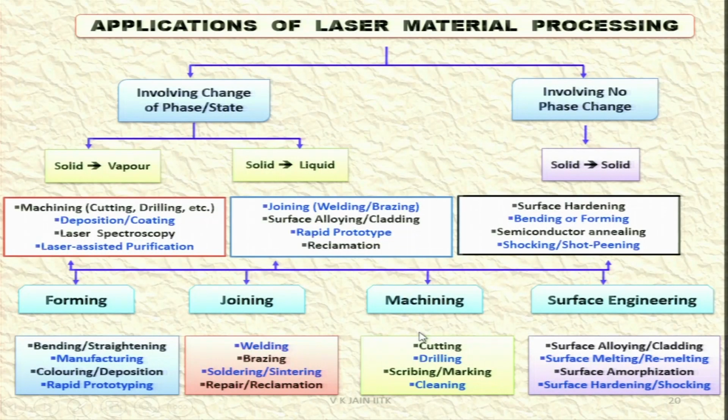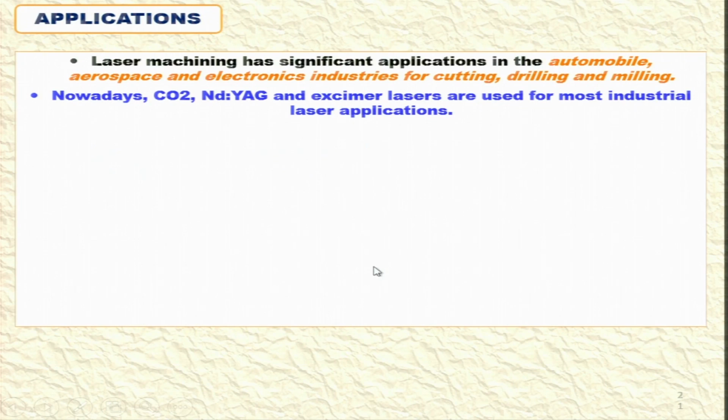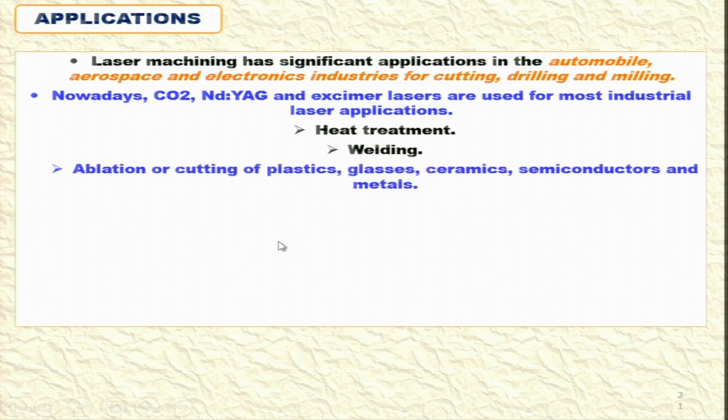So you can see here in this particular slide that various kinds of operations can be performed by LBMM and LBM processes. Further applications: laser machining has significant applications in automobile engineering, aerospace engineering and the electronics industry for cutting, drilling, milling, etc. Nowadays CO2, Nd:YAG and excimer lasers are used for most industrial laser applications like heat treatment, welding, ablation or cutting of plastics, glasses, ceramics, semiconductors and metals.